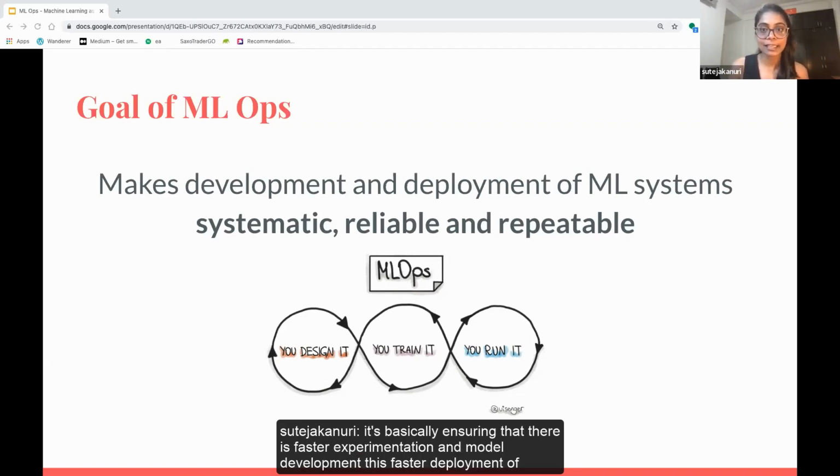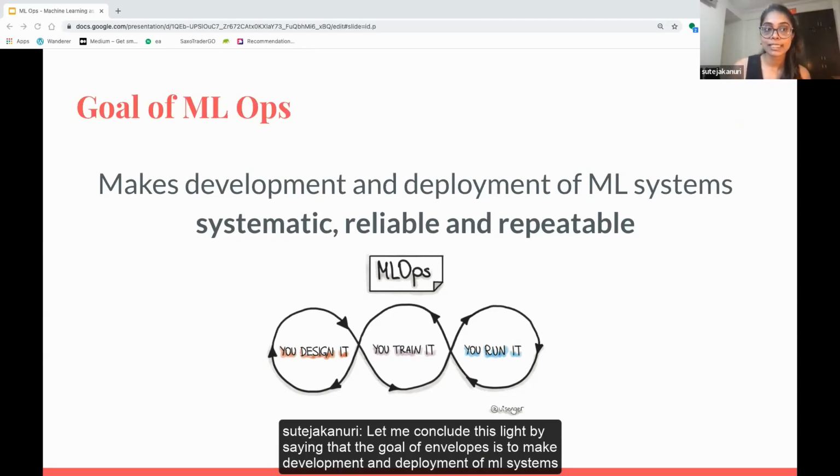It's basically ensuring that there is faster experimentation and model development, and faster deployment of upgraded models to production. And when doing this, there is quality assurance provided once the machine learning models have been deployed to production. So these are the three aspects that MLOps tackles really well. Rather, it is supposed to tackle well. How it is done is based on every company's expertise of their engineers, processes, and technology.